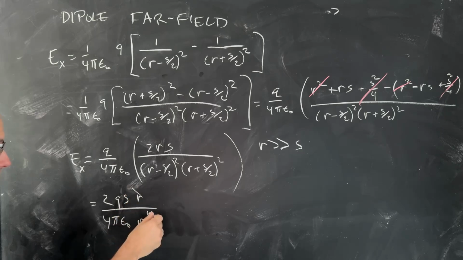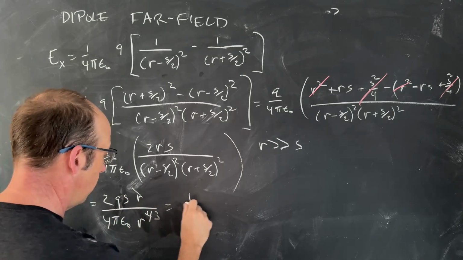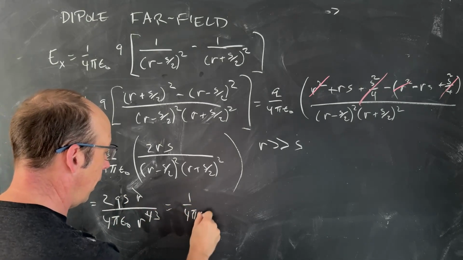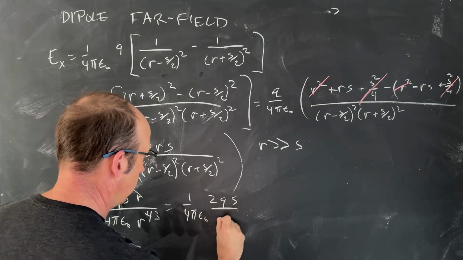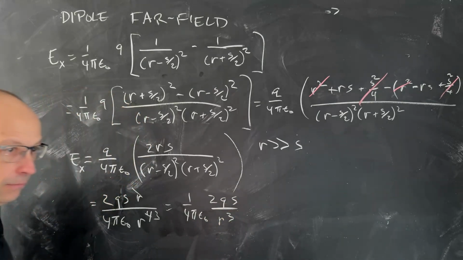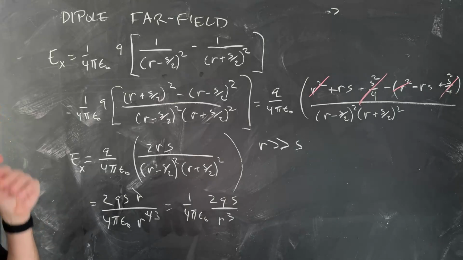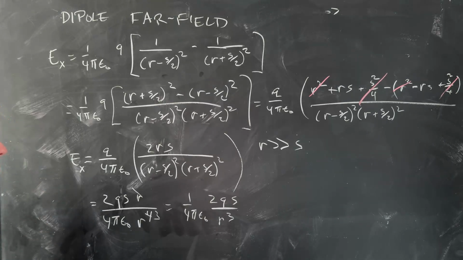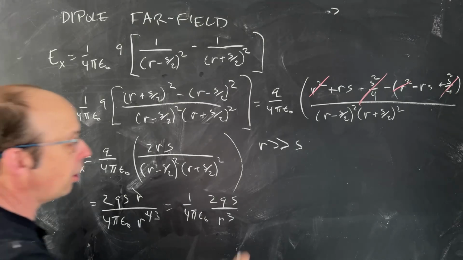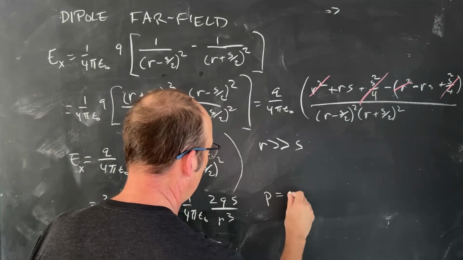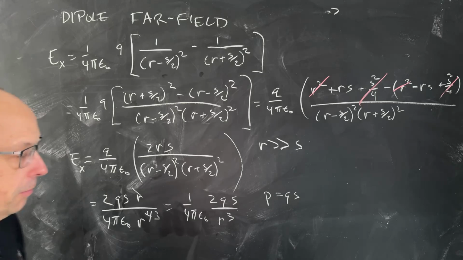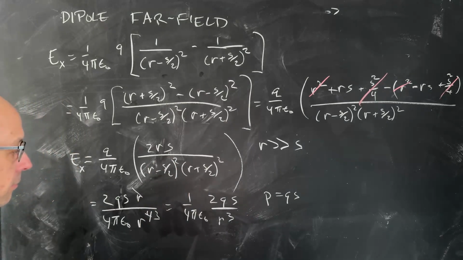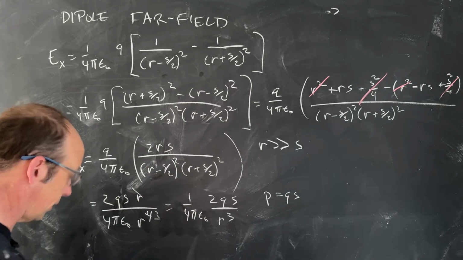Well, one of those cancels, and I get 1 over 4 pi epsilon naught 2 qs over r cubed. And that is the magnitude of the far field approximation due to a dipole. And we call p, the dipole moment, qs. Okay, it's really a vector, but just don't worry about that. So that's our approximation.